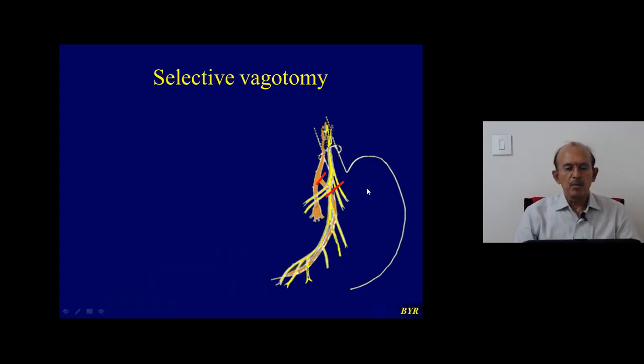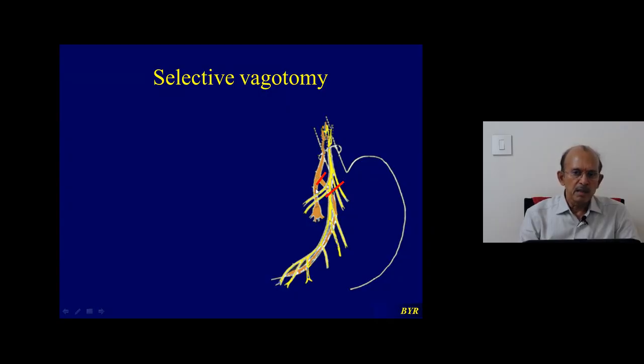To avoid this problem of postoperative diarrhea or flatulence because of intestinal motility disorder, the surgeons later started doing a procedure called selective vagotomy. In this selective vagotomy, you can see here, this is the nerve of Latarjet. The nerve of Latarjet is coming, it is giving hepatic branches from the anterior trunk. It is giving the celiac plexus branch from the posterior trunk.